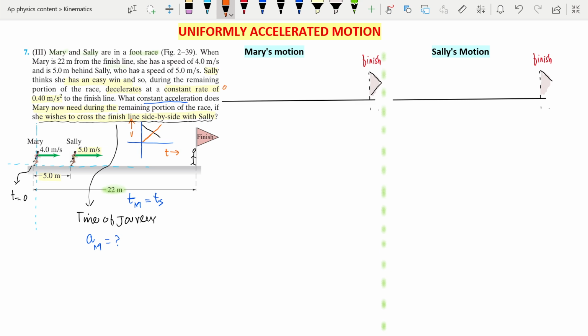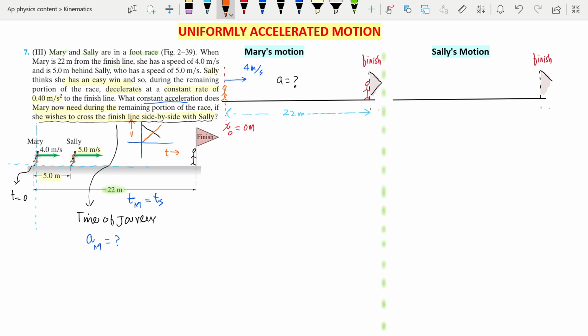When Mary was here at the starting point, her speed is 4 meters per second. What is her initial position? Her initial position is 0 meters, and she has to reach this point, which is how much away? According to the question, that is 22 meters. So we know the total displacement covered by Mary, but we don't know her acceleration, and also we don't know the time.